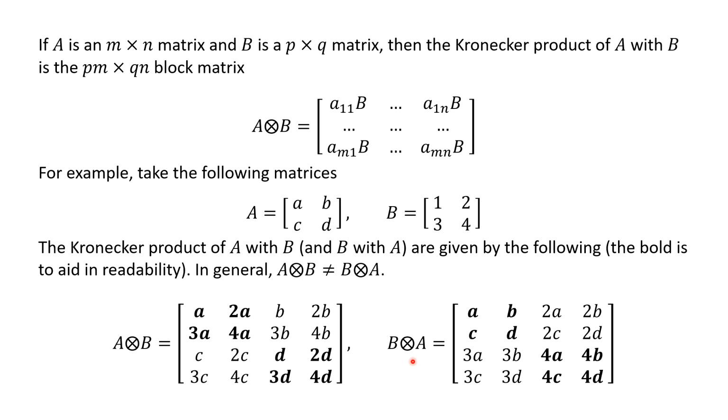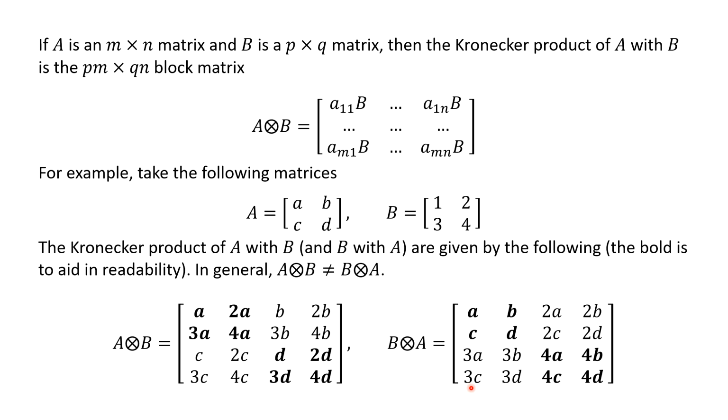Then just to emphasize, it's not commutative, or not normally commutative. If you take B times A, then you get this here. So you take 1 times all of A, and that gives you this, and then 2 times A, you get that, and so on.